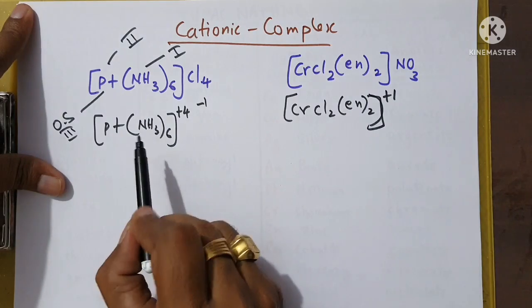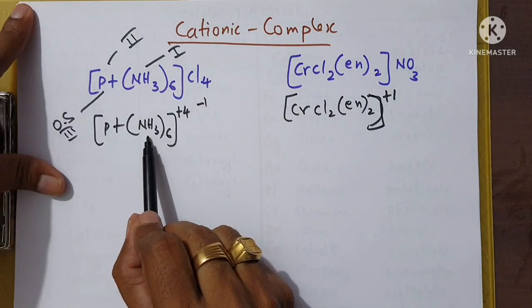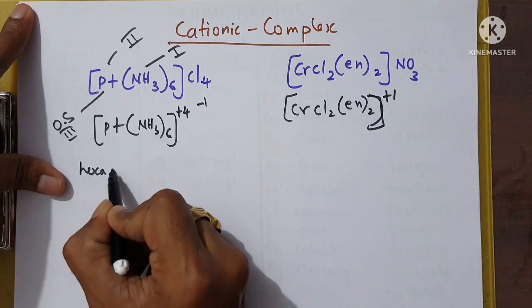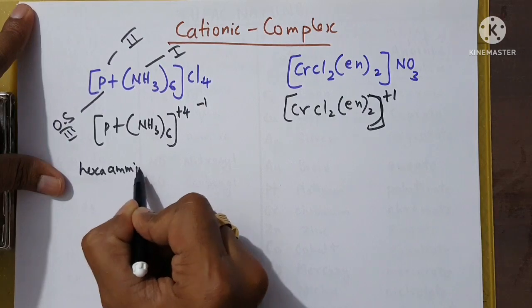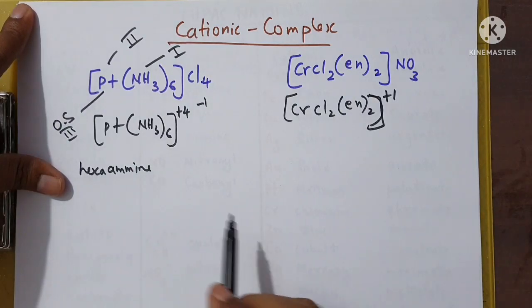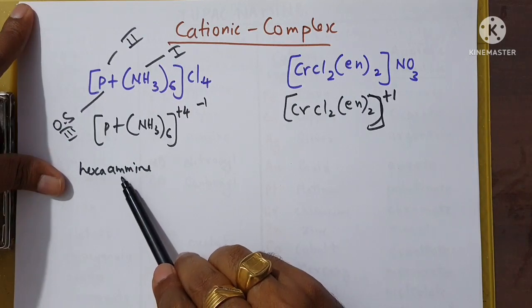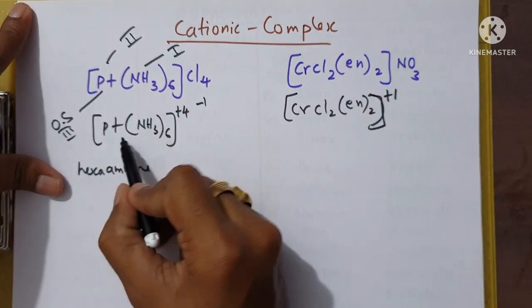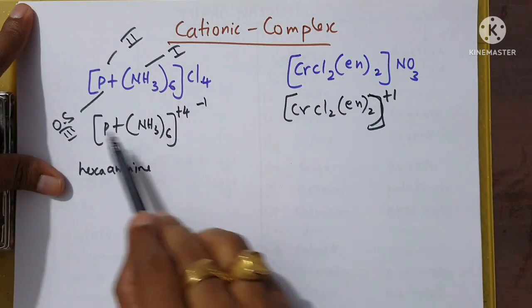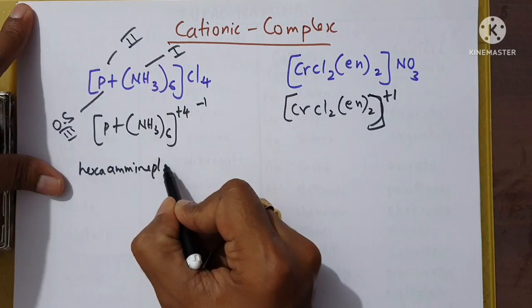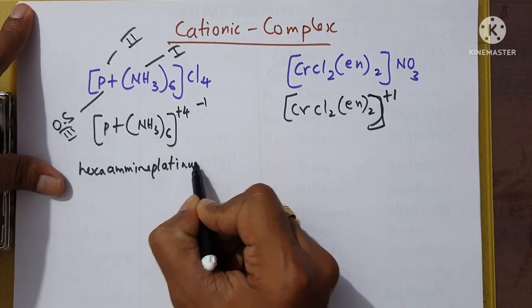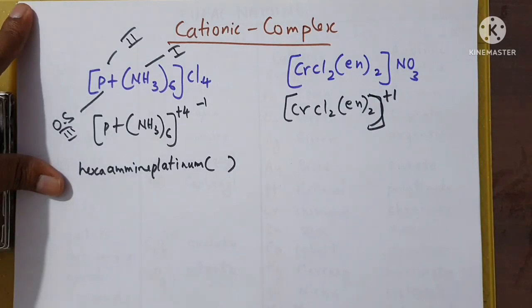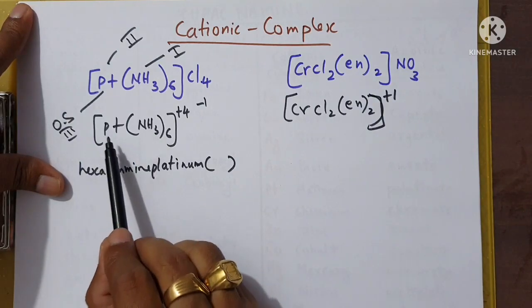Let me do it. So there are 6 times of amine. The name of NH3 is amine. I'll take it as hexaamine. Here you need to be very careful, children, because you need to repeat. You should take twice of M here. Hexaamine. Because it is a cationic complex, I'll take it as platinum. Open the bracket.